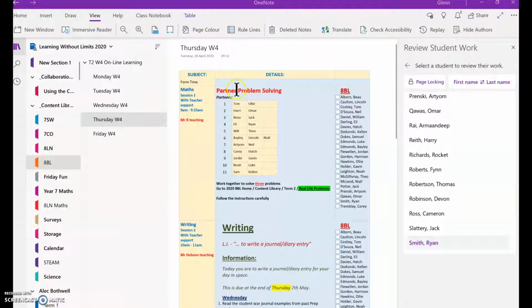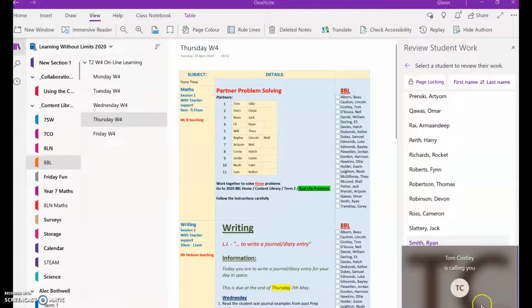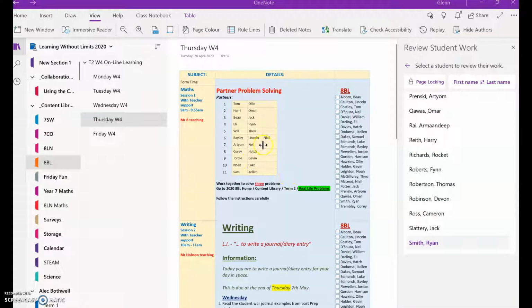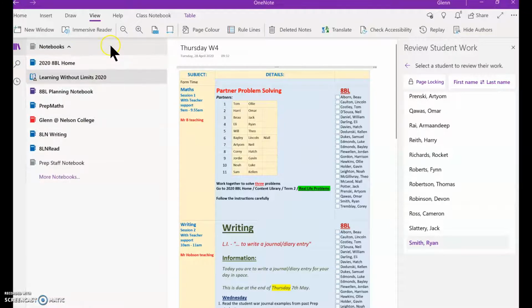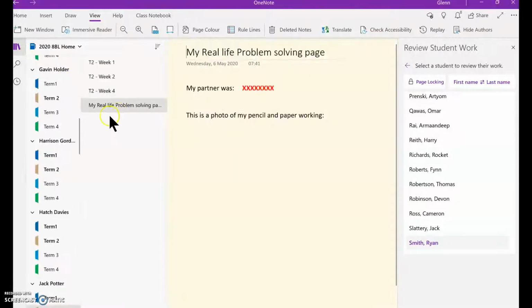I'm just directing you on to the fact that you're going to discontinue with the maths activities you had yesterday, which is your partner problem solving stuff. That's here, if I just quickly remind you.